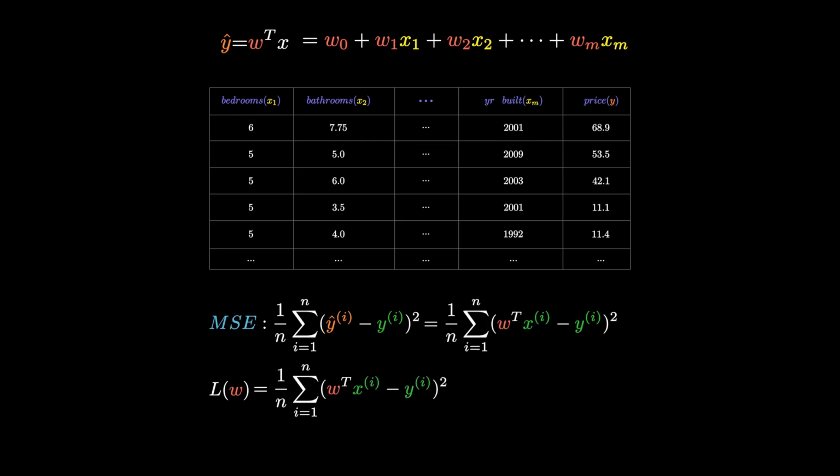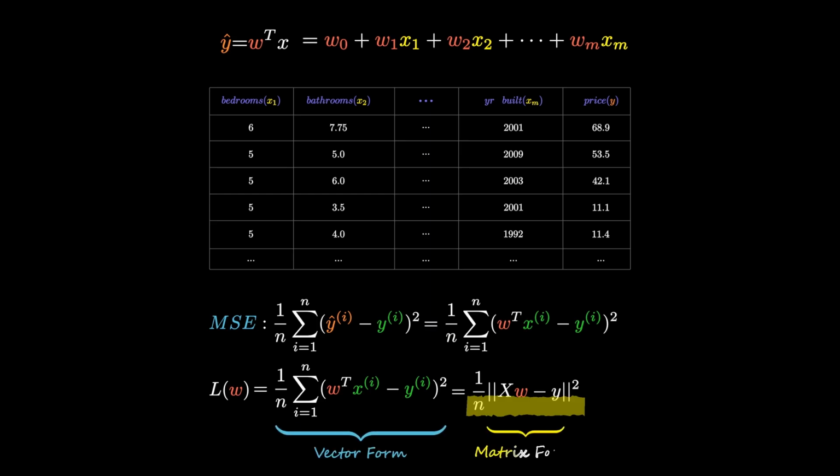The MSE is our loss function, and that loss function can actually be written in matrix notation as well. Much simpler, right? So now let's see why these two forms are actually the same.